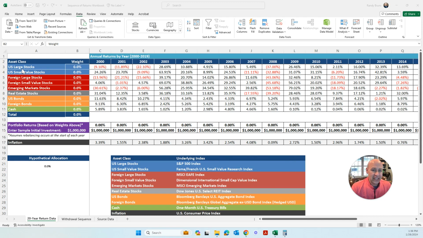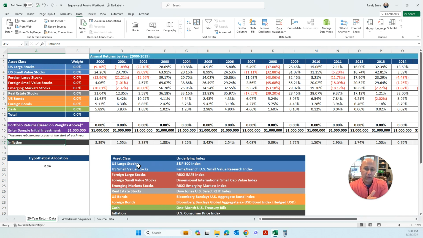On the screen, you'll see a bunch of asset classes that might comprise a diversified allocation. U.S. large stocks, U.S. small value stocks, foreign large stocks, foreign small value stocks, emerging market stocks, real estate stocks, U.S. bonds and foreign bonds, and cash. And then there's an additional category of returns. This is inflation. Now you might say, okay, well, what are the benchmarks or measuring sticks that you're using to represent all of these asset classes?